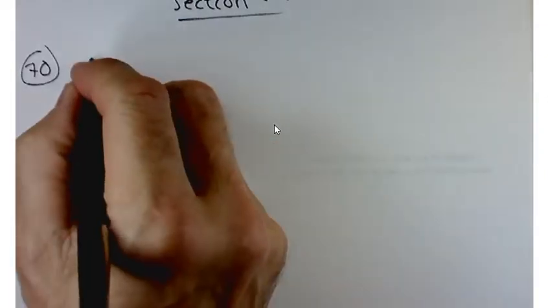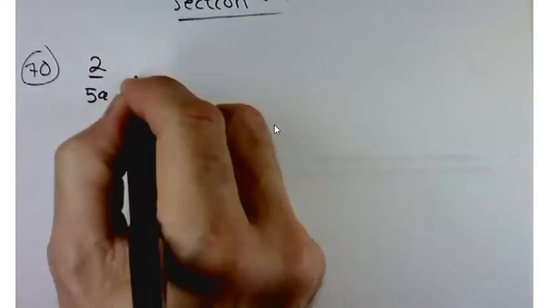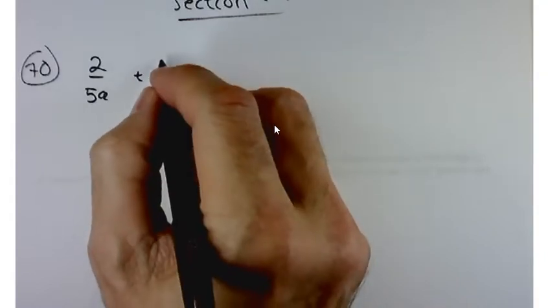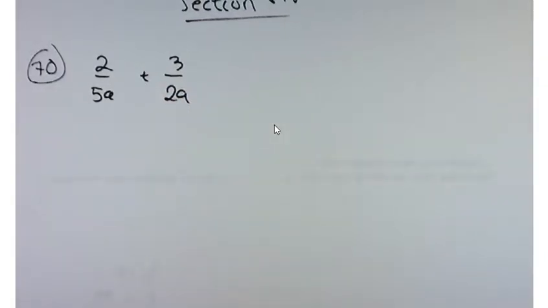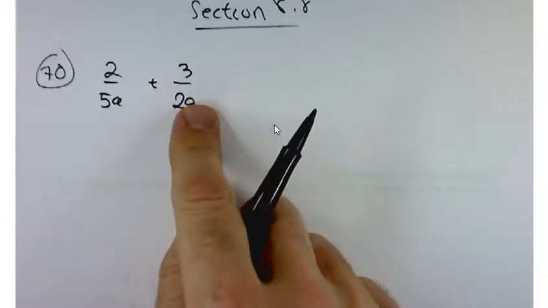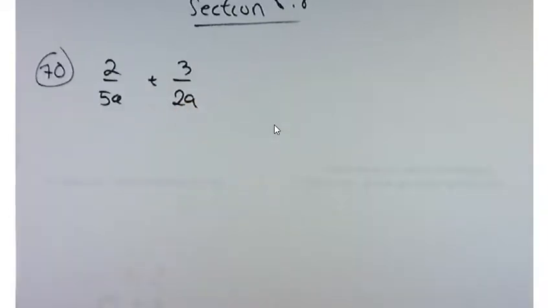So problem number 70 asks us to add a couple fractions together: 2 over 5a plus 3 over 2a. Now when we're adding or subtracting fractions, the real pain about it is that you need something common. You need a common denominator. So we've got to figure out what that is first.